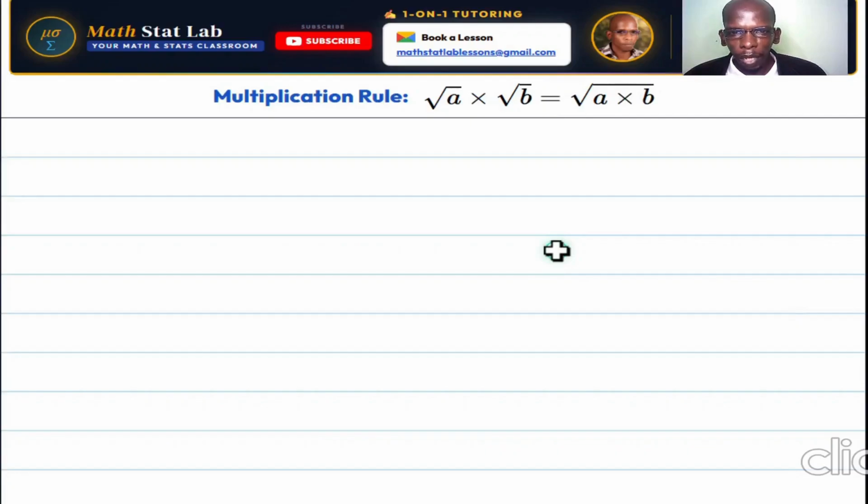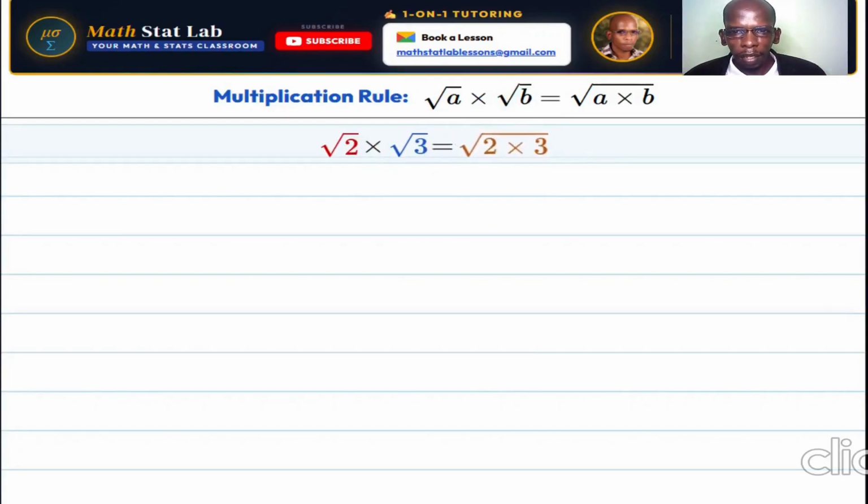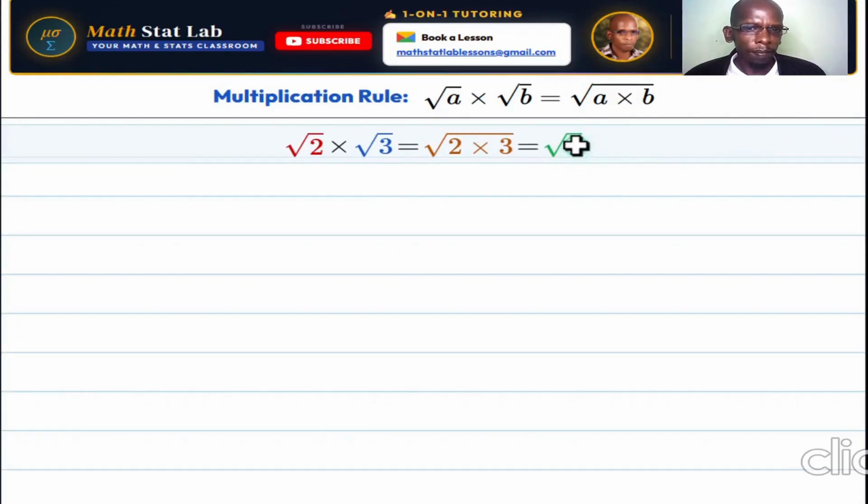So let's try an example for this rule. If we have the root of 2 to represent the root of a, then we multiply it with the root of 3 to represent the root of b. It's just the same as saying 2 multiplied by 3, then we put the root. But you see, 2 multiplied by 3 is 6. So this is just the same as saying the root of 6. That's the multiplication rule.